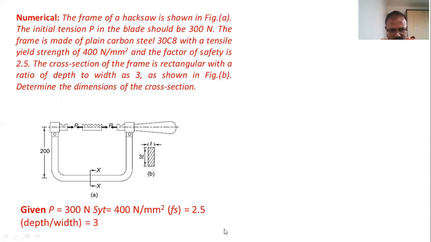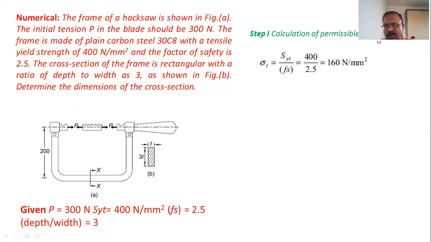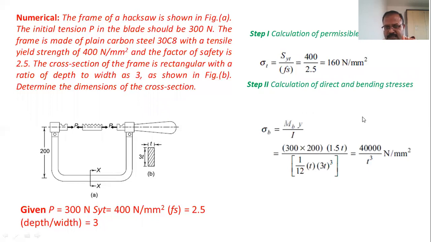So data is given, writing the given data and calculating the permissible stresses. Permissible stress will be SYT upon factor of safety. So 160 Newton per mm square is the permissible tensile stress. Now here, calculation of direct and bending stress. Direct stress, P upon A. P is given as 300, area is T into 3T.